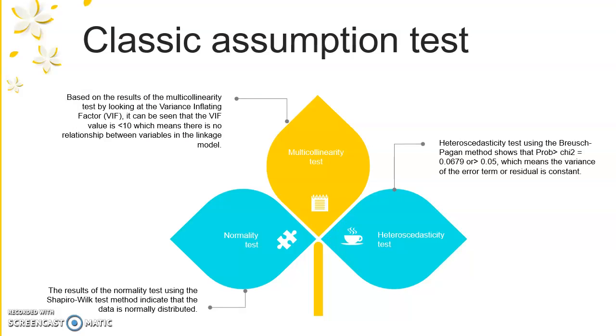The classic assumption test. Based on the result of the multicollinearity test by looking at the variance inflation factor, there are no relationships between variables in the model. Heteroscedasticity test using the Breusch-Pagan method shows that the variance of the error term or residual is constant. The result of the normality test using the Shapiro-Wilk test method indicates that the data is normally distributed.